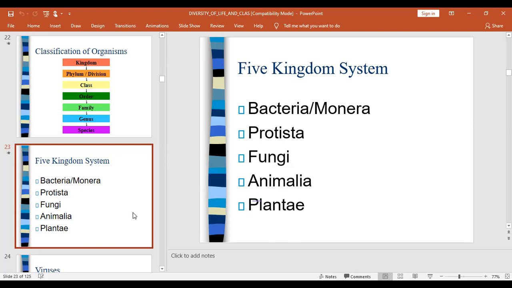Now we are going to look at the 5 kingdom system. We have the first kingdom, which is bacteria, or we call it Monera. The old name was Bacteria Kingdom, but the modern name is Monera, which is actually the simplest kingdom that we have. We have Protista, and at times it is called Protoctista. Then we have Kingdom Fungi, Kingdom Animalia, and Kingdom Plantae. It is not called Plant Kingdom, it is called Kingdom Plantae. It is not called Animal Kingdom, it is called Kingdom Animalia. At this level, we are strict on that.